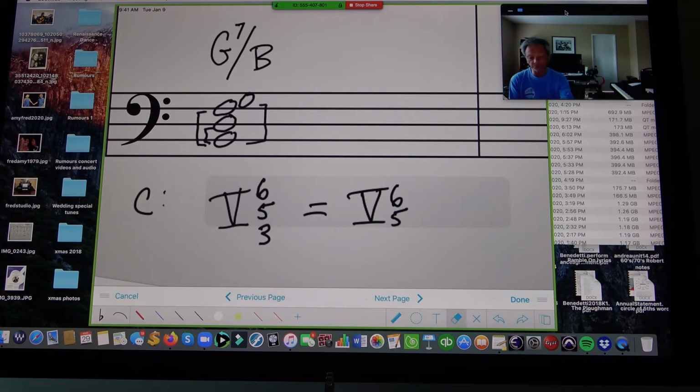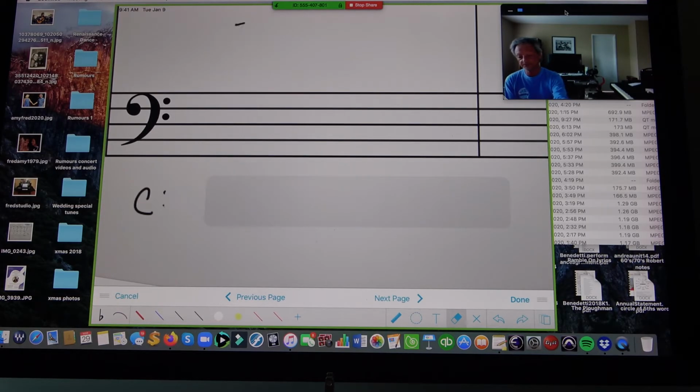Now we go to the next inversion. Oh, that's nice. You're getting to hear the dog in there too. And hopefully that's not going to be making too much noise, but it's in the video for now.